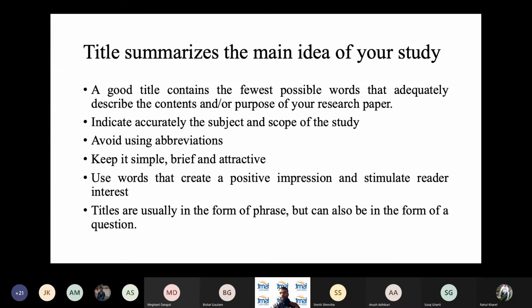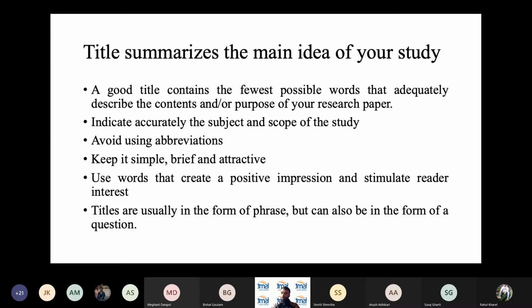Okay, because you know about IoT, but another reader who does not have knowledge about information technology, or who is not in the field of IT, might not be aware of that abbreviation. You have to avoid that abbreviation. You have to write the full form in the case of IoT. Keep it simple, brief, and attractive.